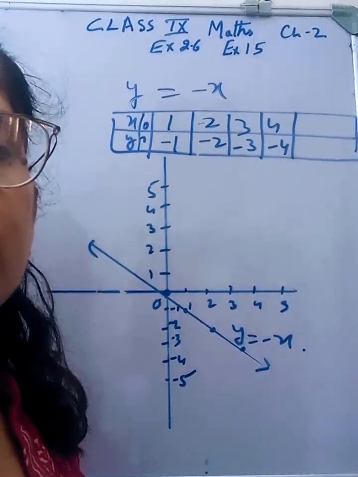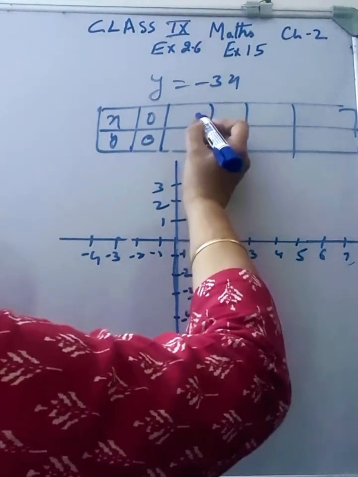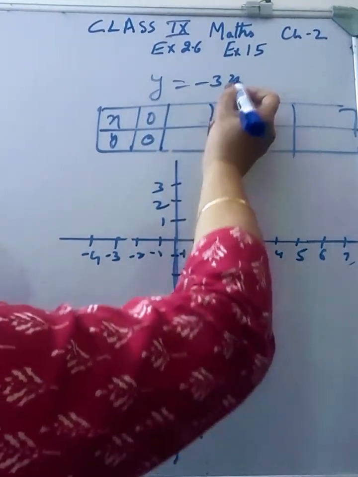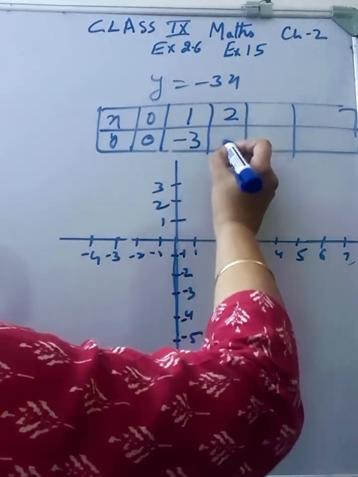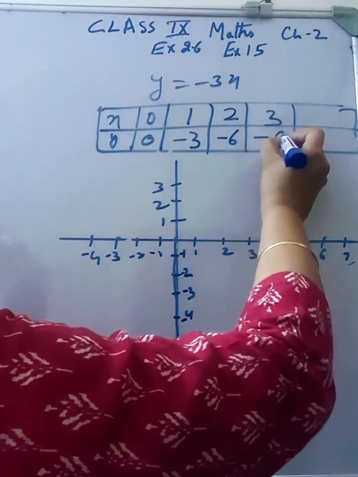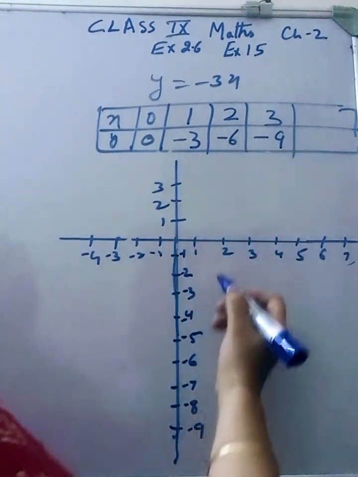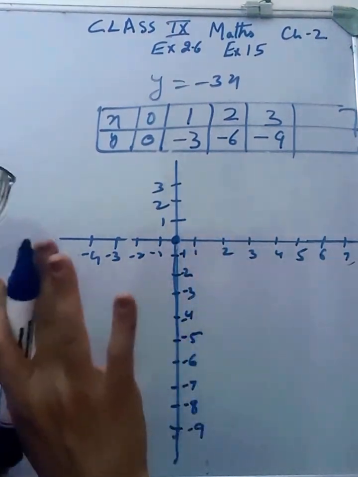Now next is y is equal to minus 3x. If x is 0, then y is 0. If x is 1, y is minus 3. x is 2, y is minus 6. x is 3, y is minus 9. We have enough points. 0, 0, the origin, the line will pass through because b is 0 there.